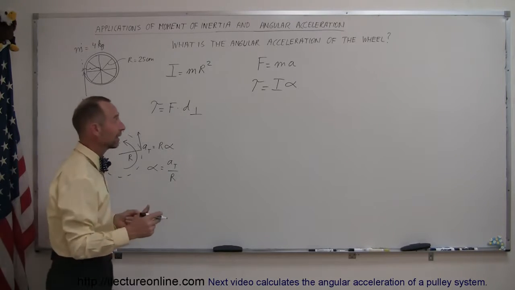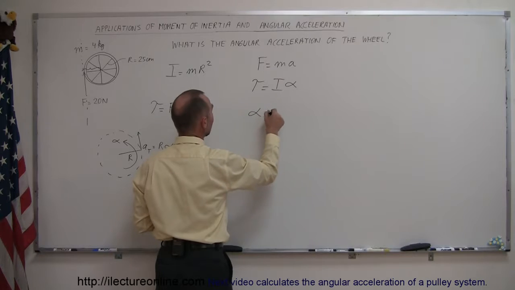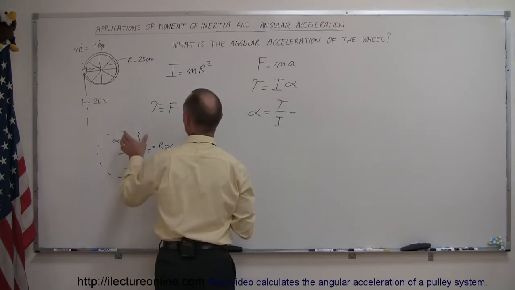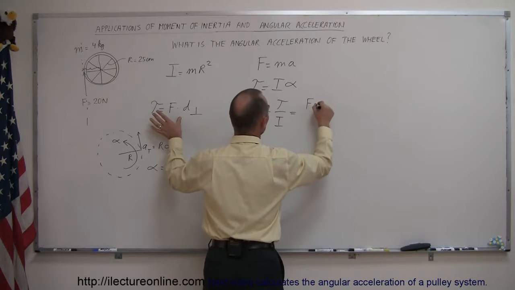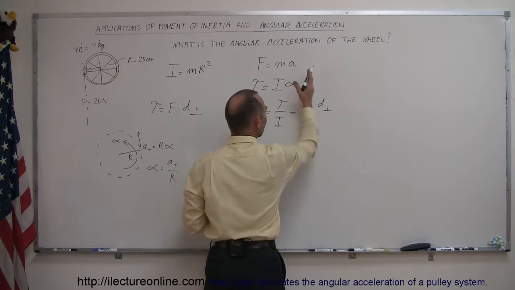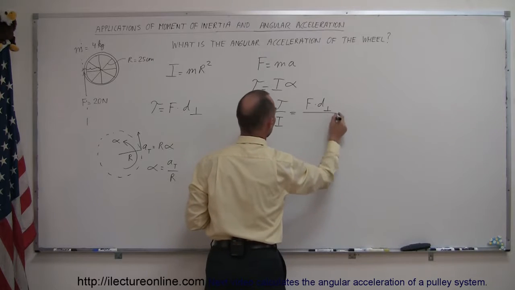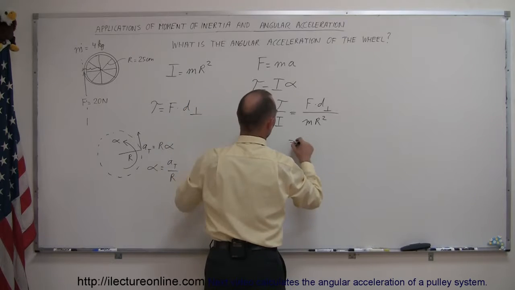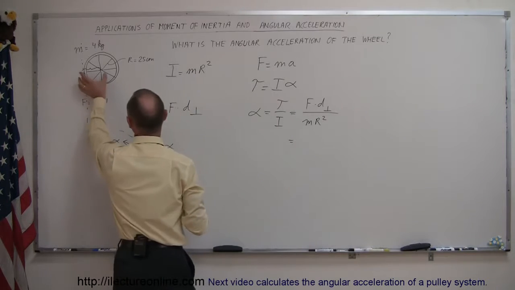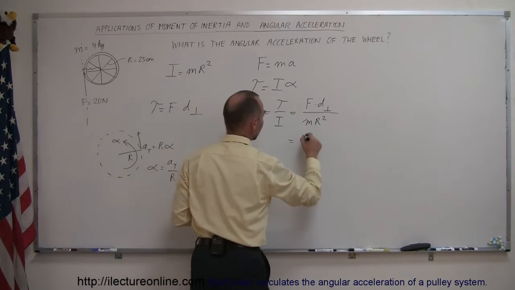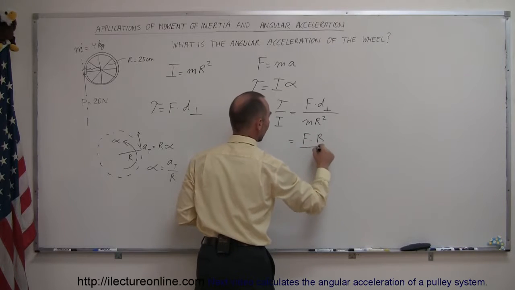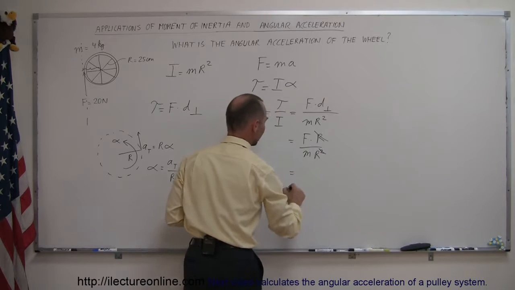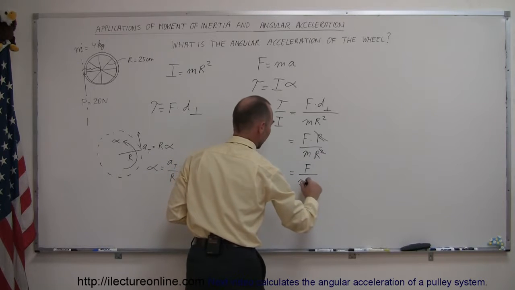But since they're only asking us to find the angular acceleration, we can say that alpha is equal to the torque divided by the moment of inertia. And the torque in this case is the force times the perpendicular distance from the line of action of force to the point of rotation, divided by the moment of inertia, which is mr squared. Now plugging in all those things, well, first of all, the distance right here is the radius of the wheel, so that's F times the radius divided by mr squared. So this r cancels out that r, and finally we have F divided by mr.